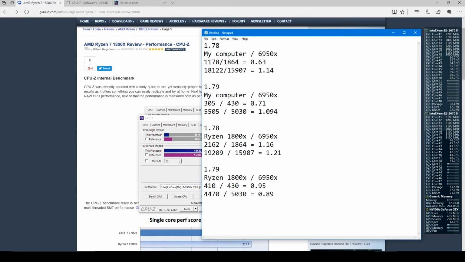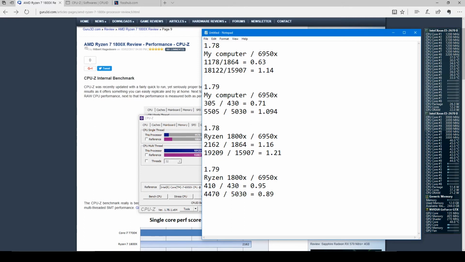But now fast forward a month or so, and with the latest CPU-Z 1.79, these are the numbers that are in the software. I don't have a Ryzen system, and I don't have a 6950X, so I can't run these. These are just the numbers that are recorded in CPU-Z. So we get a 410 with Ryzen and a 430 for the 6950X, which means Ryzen is actually now slower. It's only 95% as fast as the 6950X. And this is the single thread test.